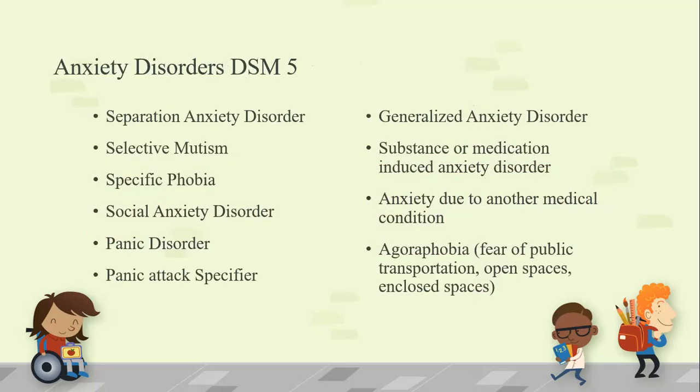Anxiety disorders, according to the DSM-5, which is a diagnostic statistical manual for mental health conditions, include separation anxiety disorder, selective mutism, specific phobia, social anxiety disorder, panic attack specifier, generalized anxiety disorder, substance or medication induced anxiety disorder, anxiety due to another medical condition, as well as agoraphobia, fear of public transportation, open and closed spaces, etc. Right. So as I shared, for the purposes of this course, we would be looking more at generalized anxiety disorder, just the overall fear and incessant worry.